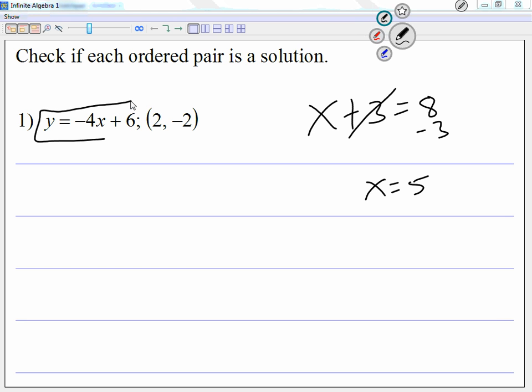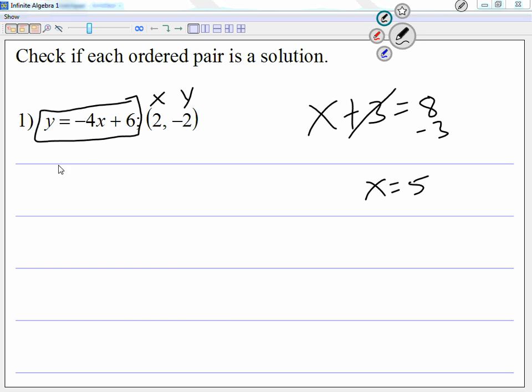So the first 10 questions for today, I'm going to give you guys an equation with two letters, a y and an x. And then in parentheses, I'm giving you guys two numbers. We know they come in alphabetical order, so the first number is the x, the second number is the y. Now my question to you for the first 10 says check if each ordered pair is a solution. Just plug in those numbers for x and y and tell me if the statement is a true statement.